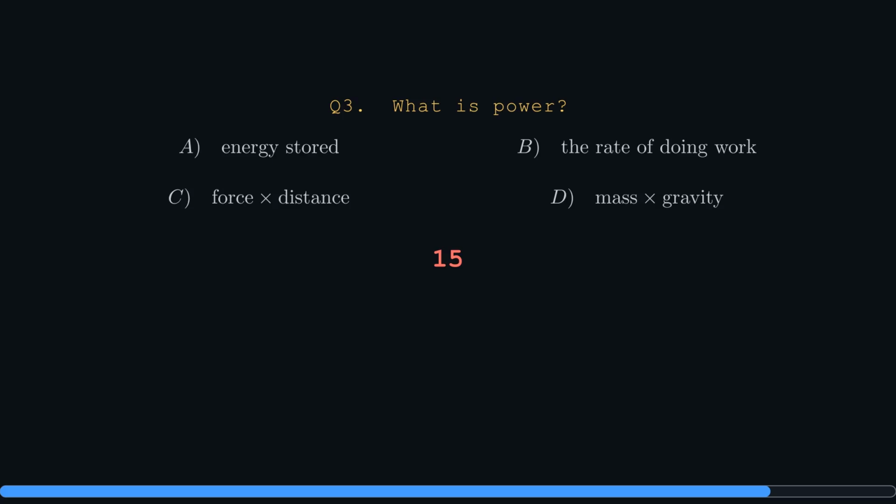Question 3. What is power? The answer is B, the rate of doing work.